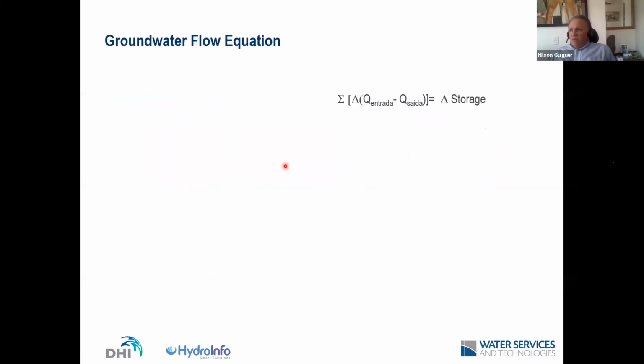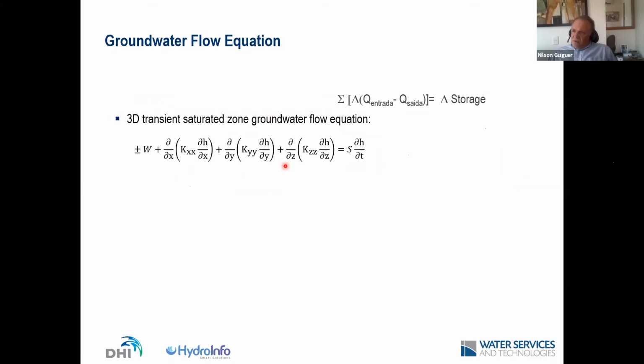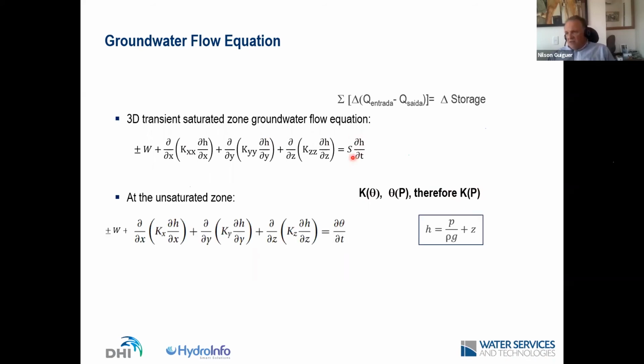Remembering the groundwater flow equation in 3D, we just saw it: whatever comes in and out is equal to the change in storage. But now in the unsaturated zone, K is not a constant anymore. K is a function of saturation, and saturation is a function of pressure, therefore K is a function of pressure. As pressure is part of the head, I have a non-linearity because I have a parameter that depends on the solution. Now, in the unsaturated zone, what's the difference of storage? It is the difference in saturation.